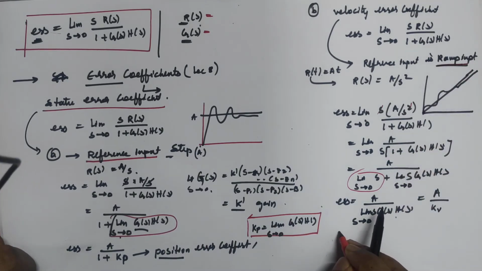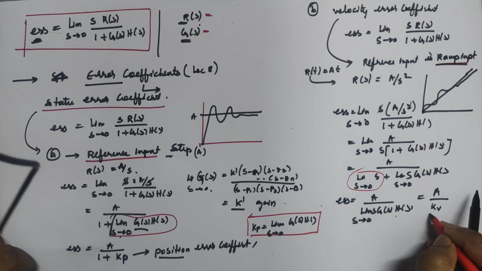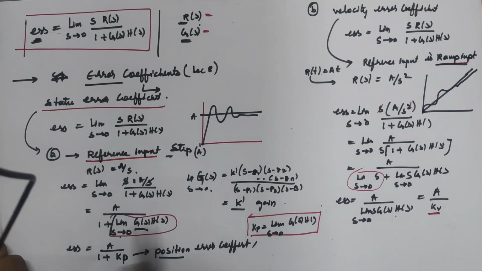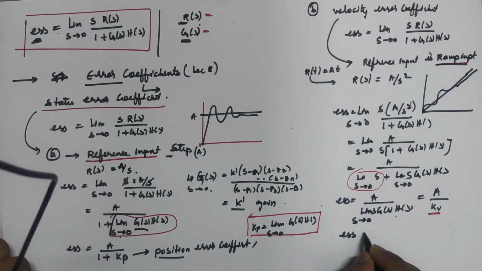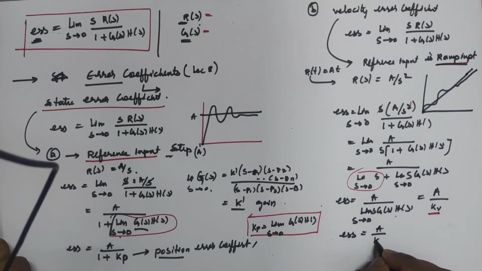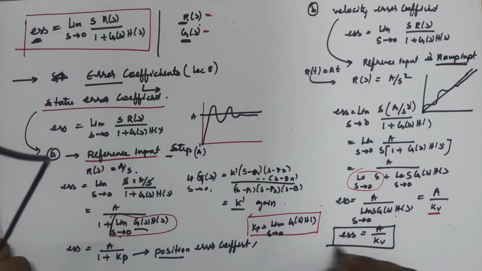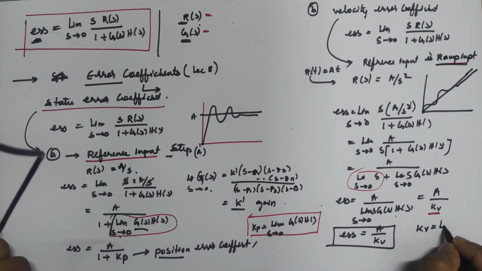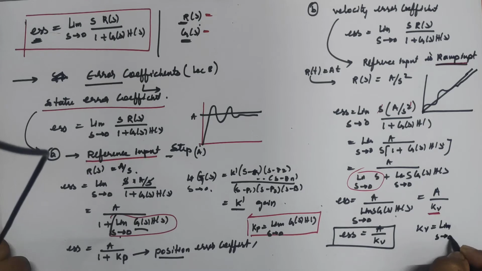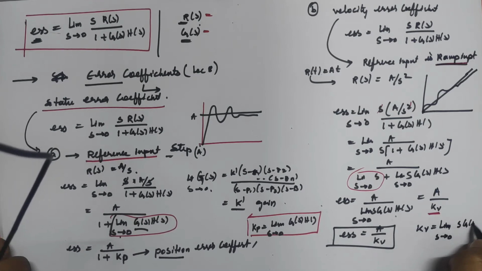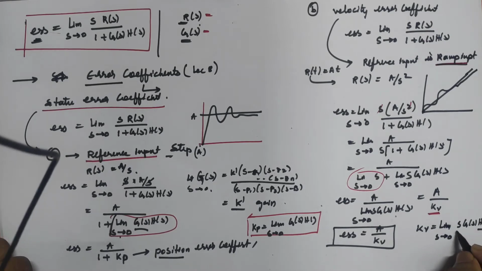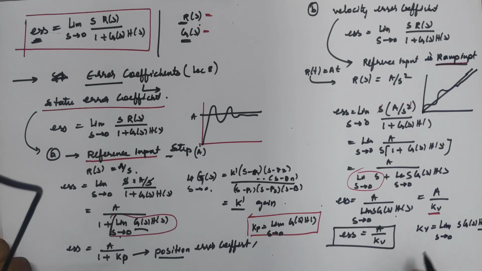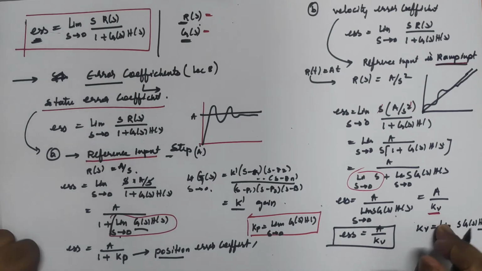If the reference input is a ramp input, we end up with the velocity error coefficient Kv. Therefore e_ss is equal to A by Kv, where Kv equals limit s tends to 0 of s into G(s)H(s). If the system is unity feedback, we have s into G(s). Okay, this is the velocity error coefficient.